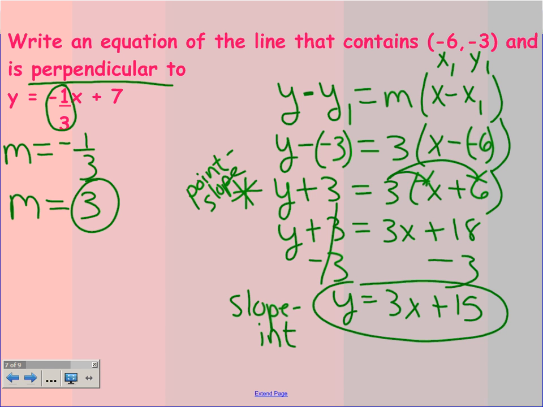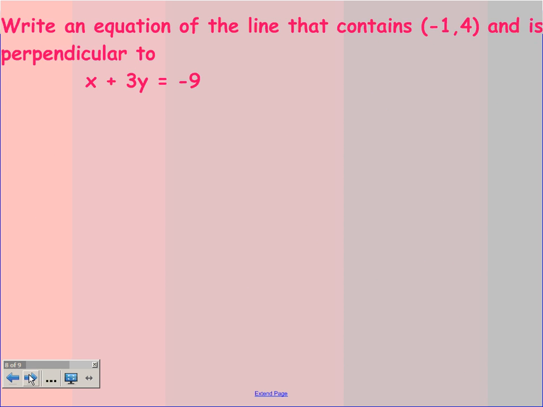How does that work? Well, if you could go back and substitute in, -3 is equal to 3 times -6 plus 15. So that means -18 plus 15 is equal to -3. And that, of course, checks. You don't have to check it, but that's what we just did, was write an equation where that point would go through the line. That point would be a point on the line.